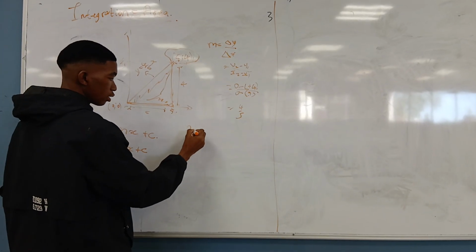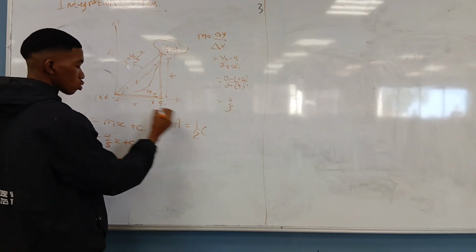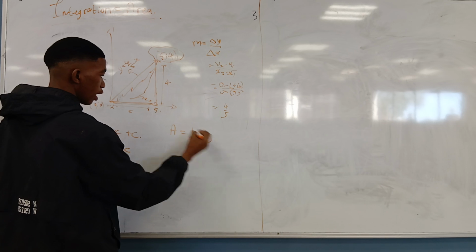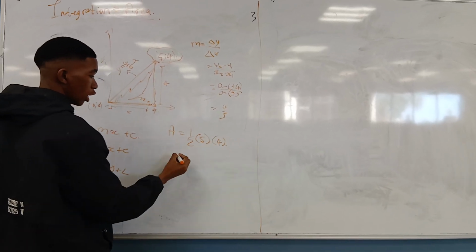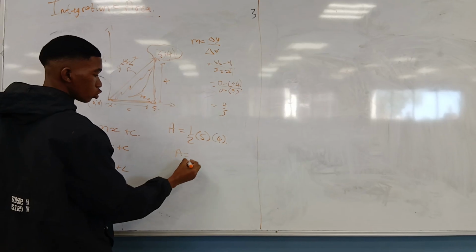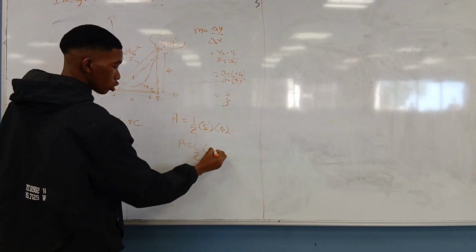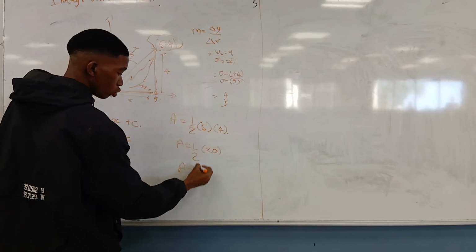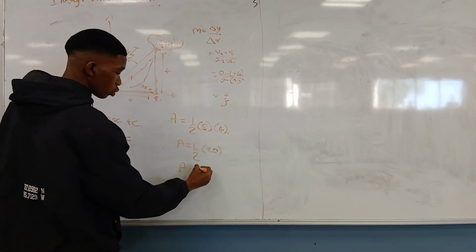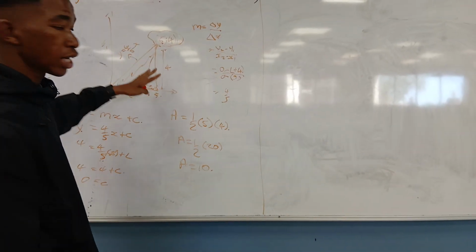So our area is going to be what? Half base times height, 1 all over 2. The base is going to be 5, and the height is 4. Now, the area here is going to be 1 all over 2 multiplied by 5 times 4, which is going to give us 20. Area is equal to 20 divided by 2, or half multiplied by 20, is going to be 10. Now we know that our area of this triangle is 10.